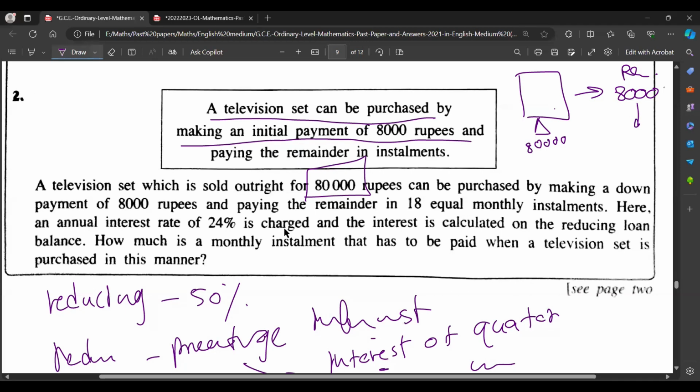It should be paid in 18 equal parts. You have to pay with 18 monthly installments. Here the annual interest rate is 24%. Interest is charged, calculated on the reducing loan balance. How much is the monthly installment that has to be paid when the television set is purchased in this manner? Okay, how to do this? Shall we start? Try to do.